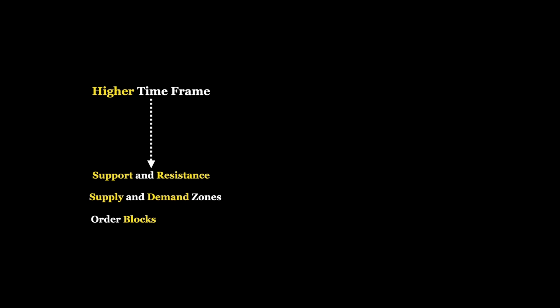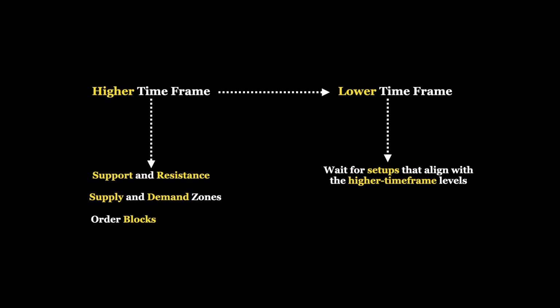Once those key levels are mapped, you switch to your execution time frame. On the lower time frame, your job is no longer to analyze everything. You simply wait for setups that align with the higher time frame levels you've already identified. Anything that doesn't align is ignored, which dramatically reduces noise and bad trades.